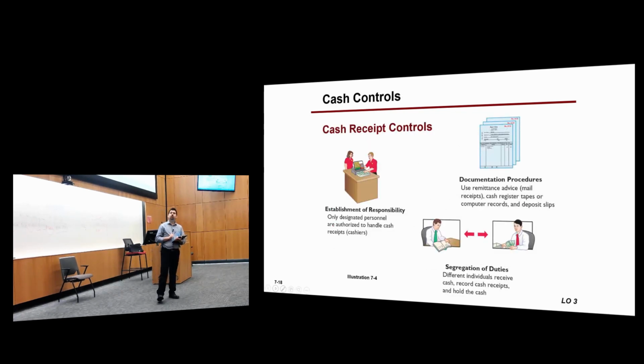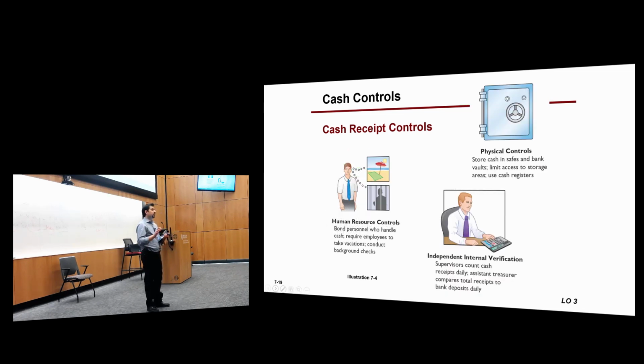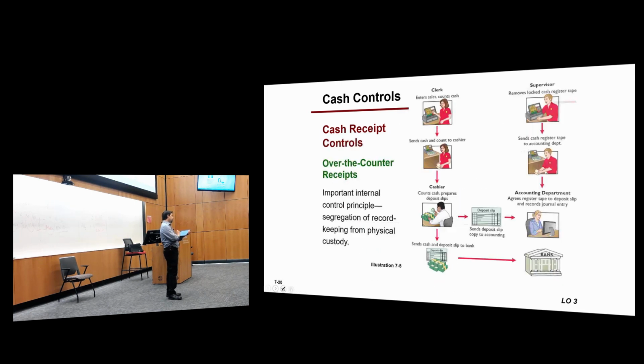You have to establish responsibility. You have to document the procedures. When you receive cash, you have to make sure that you are receiving cash for a certain sale. You also have to have segregation of duties, the same human resources controls. You also have to have physical controls, keep the money in a safe or in a locked room, and independent internal verification as well.